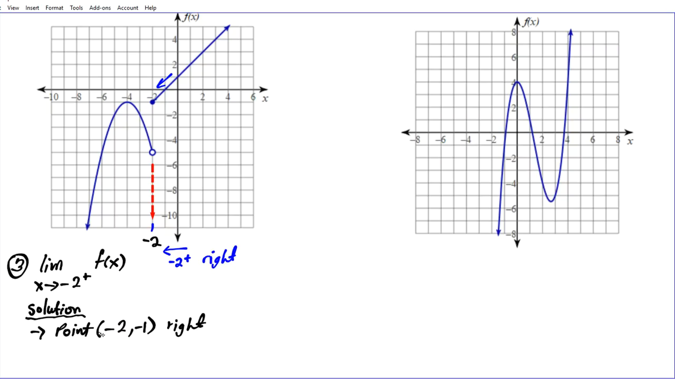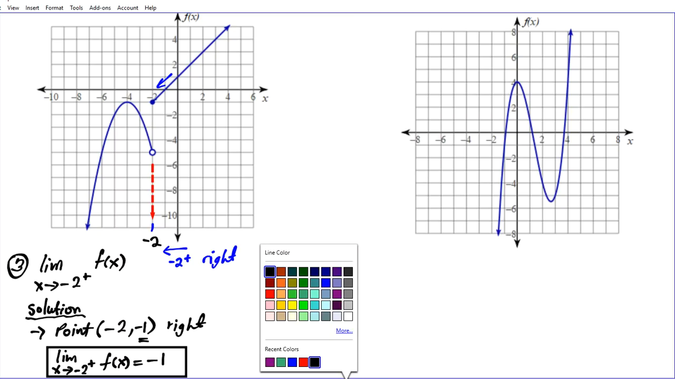Now, what's the limit when you're approaching a point? When you're approaching a point, whether defined or not, the limit is your y coordinate. So that simply tells us that the limit as x approaches -2 from the right of the function is the y coordinate of the point that it's approaching, which is -1. So that's that. All right, let's take a look at question 4.